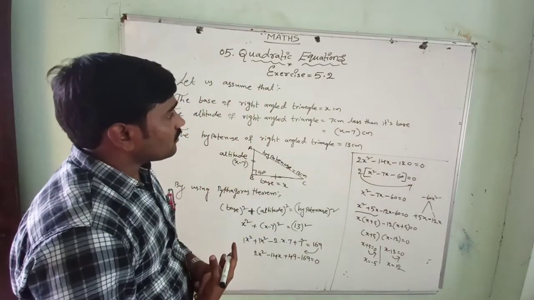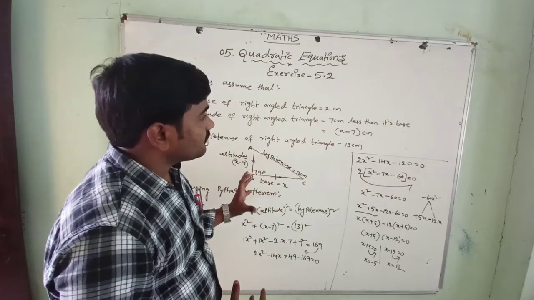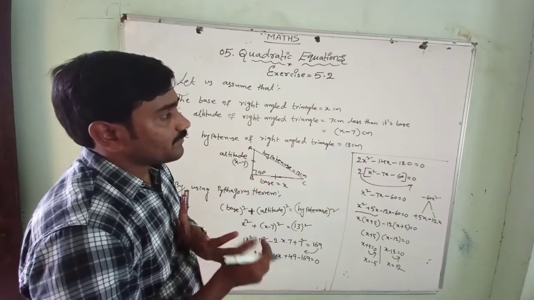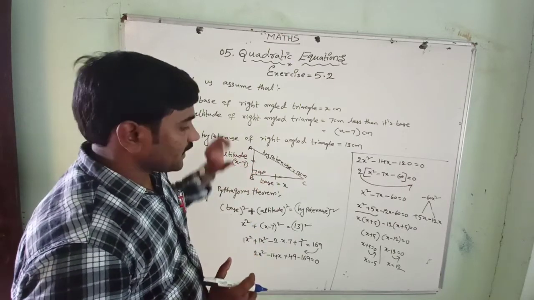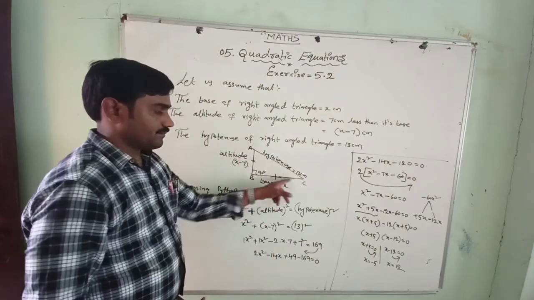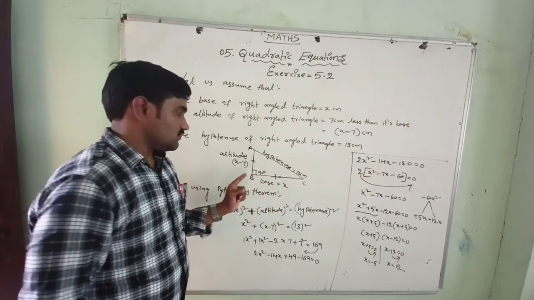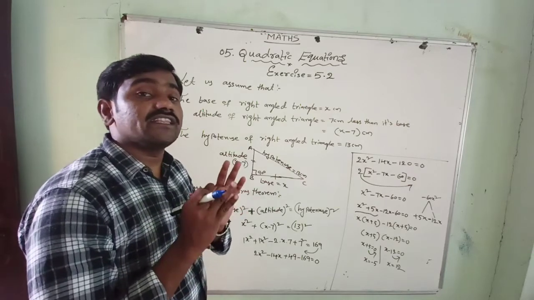We need to find now, we have to find out the base and altitude of this right angle triangle. Base is nothing but a distance, altitude is nothing but a distance. Distance will never be calculated in the negative.